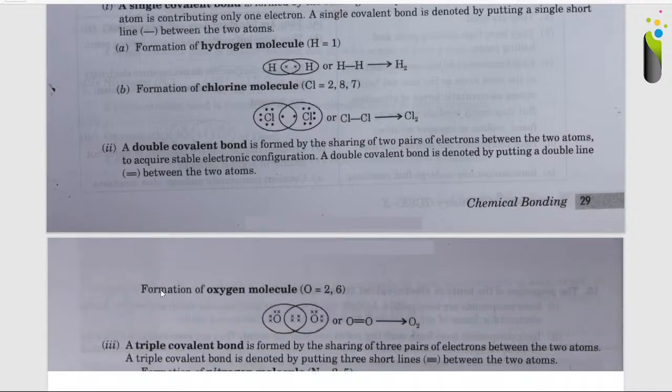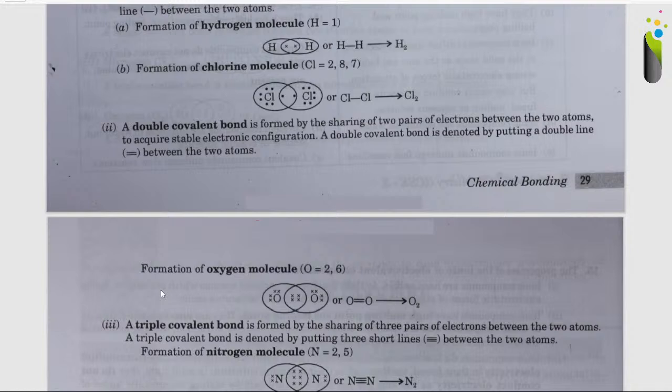Now coming to the next, that is a double covalent bond. A double covalent bond is formed by the sharing of two pairs of electrons between the two atoms to acquire stable electronic configuration. A double covalent bond is denoted by putting a double line between the two atoms.